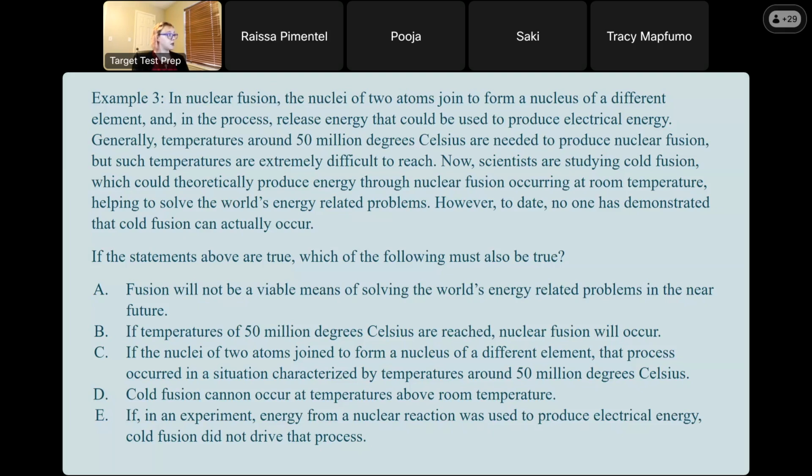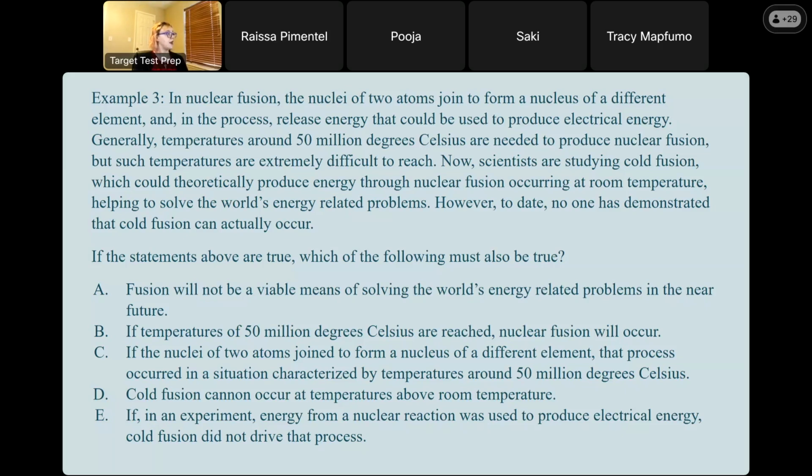B, if temperatures of 50 million degrees Celsius are reached, nuclear fusion will occur. The prompt says that temperatures around 50 million degrees Celsius are needed to produce nuclear fusion, but not the only thing needed to produce it. So this one is saying that the second 50 million degrees Celsius is reached, nuclear fusion will occur, but there's probably more that goes into it than that. So this one isn't fully supported.